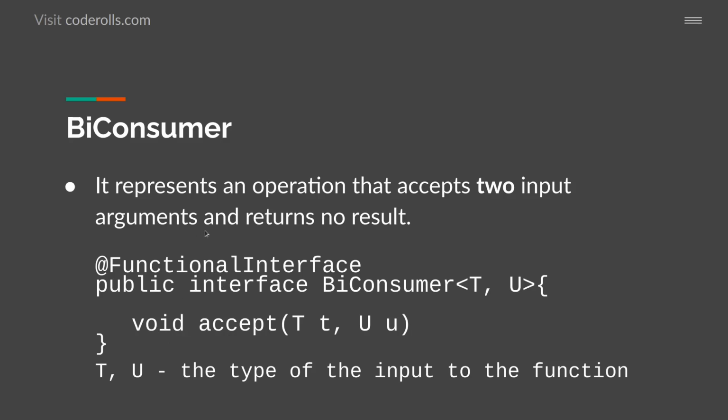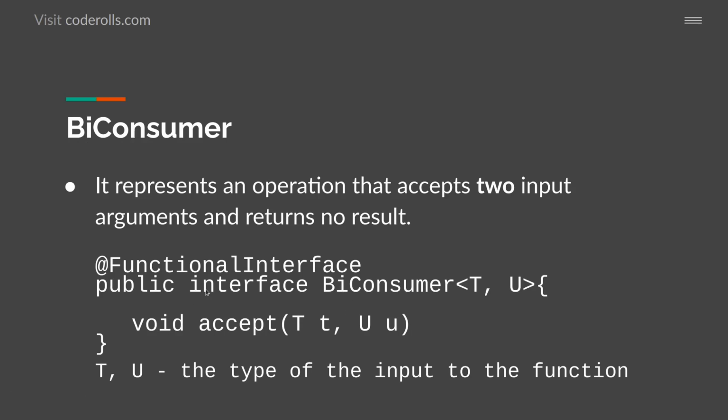So you got the difference. The Consumer will accept one argument and it will not return any result. The BiConsumer will accept two arguments and it will not provide any results. So the only difference is in the number of arguments. Consumer will accept 1. The word Bi specifies 2. That means it will accept two arguments and it will not return anything.